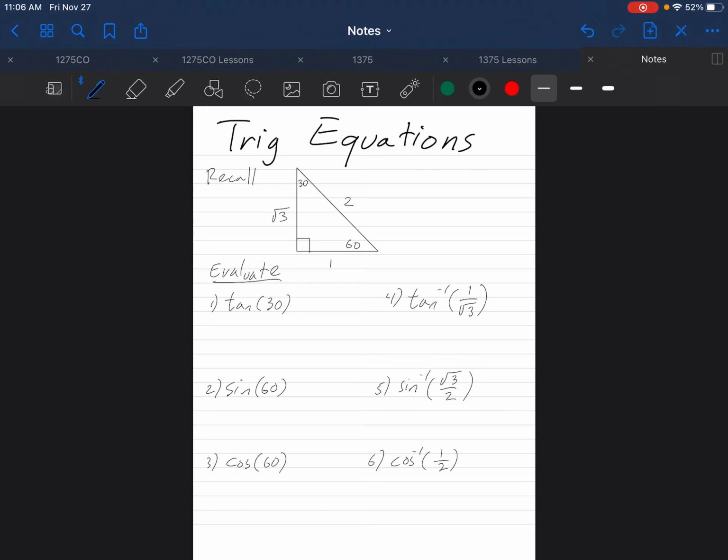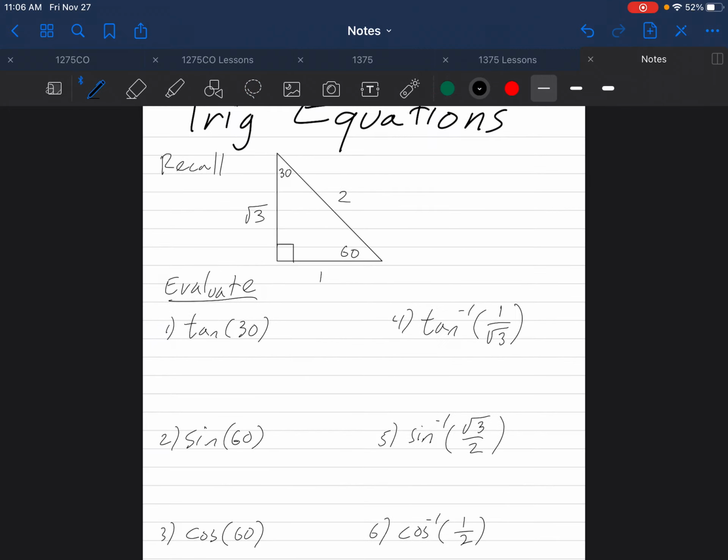Hi everyone. So a quick lesson on trigonometric equations from the beginning. Before we actually start into solving trig equations, we're going to need to do a little bit of recall. Let's take a look at a 30, 60, 90 right triangle right here.